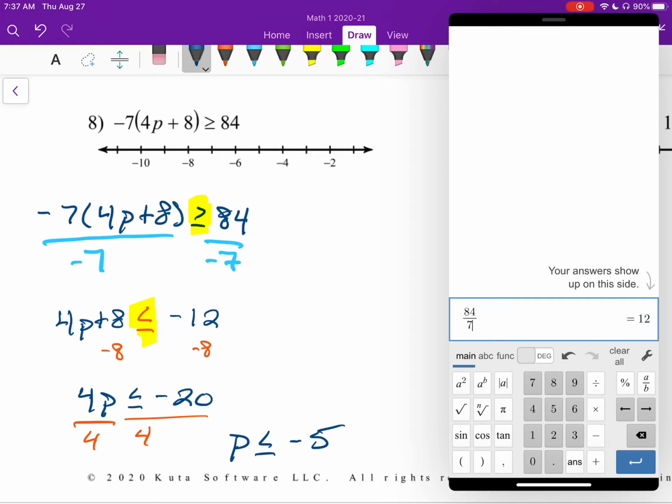So we'll put a closed dot on negative 5. Okay. And 0 would be over here, so we'll say, well, 0 is less than or equal to negative 5. So 0 is bigger than negative 5. That's not true. So we're going to shade away from 0.